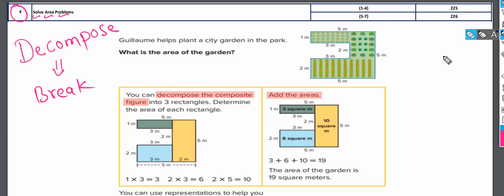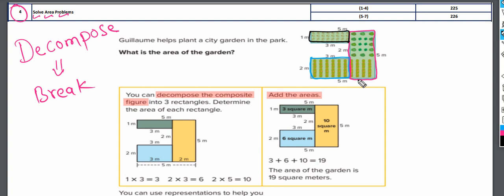So what do we do here? We decompose this. Let's break this figure like this. How many rectangles do we have? We can see 3 rectangles. You can color them differently so you can see them. This is number 1, this is number 2, and this is number 3.